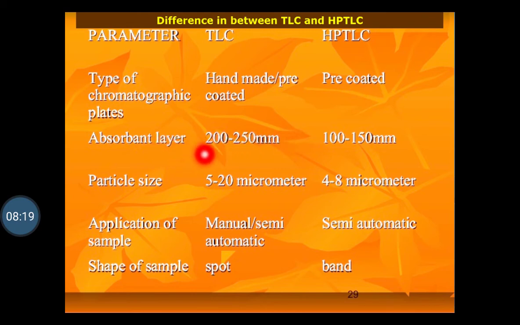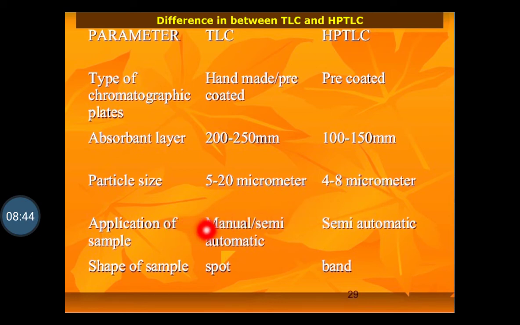Adsorbent layer is 200 to 250 mm. Here the layer is 100 to 150 mm. Then the particle size of the stationary phase or adsorbent is 5 to 20 micrometer. Here it is only 4 to 8 micrometer, due to which there is an increase in the surface area of the stationary phase or the adsorbent.